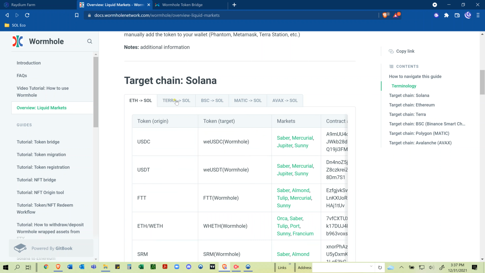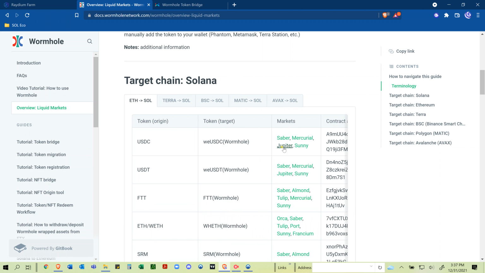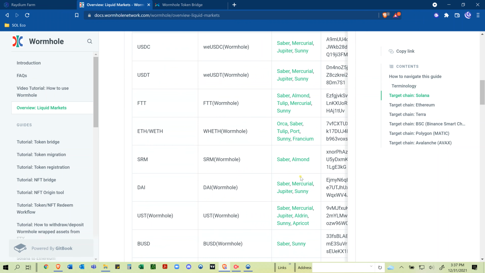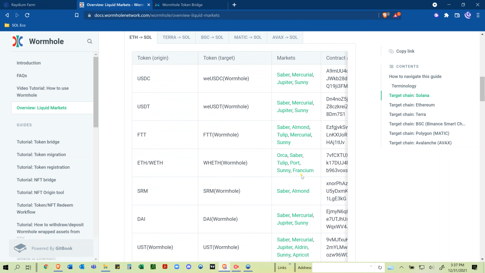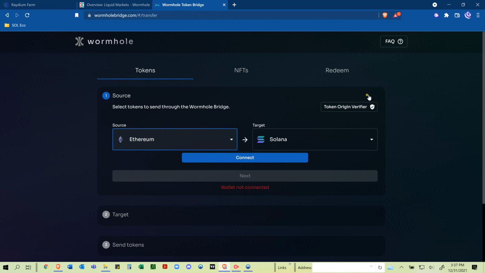So Matic is the only layer 2 and it's only available on Saber. But look at ETH to Sol, Luna to Sol, BSC, Matic, AVAX here. So you'd want to choose one of these markets that are available to actually unwrap and utilize and basically have it be native to Solana or to the Solana chain here.